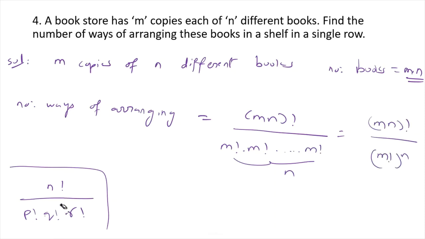So we are using this formula n factorial upon p factorial times q factorial times r factorial. In order to use this formula, we have n objects. Out of these n objects we have p objects of one kind, there are q objects of one kind, and there are r objects of another kind, and the rest of the objects are different. Here there are m times n books. Out of those m times n books, we have m copies of each kind. So there are m books which are alike, and there are another set of m books which are alike, and another set of m books alike, so on up to m books. So number of ways is equal to (mn)! upon (m!)^n.